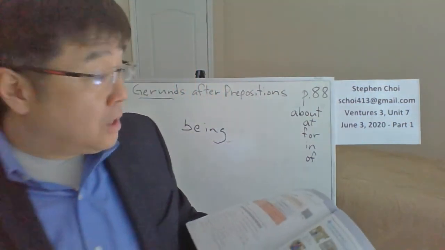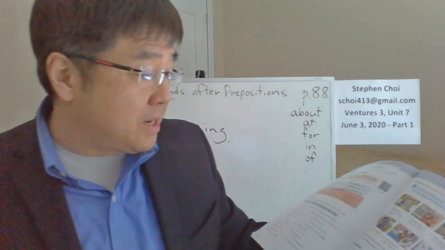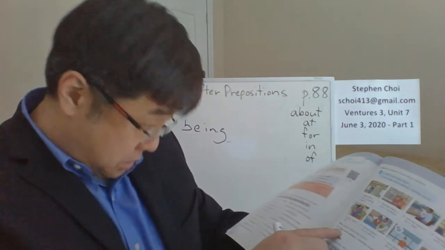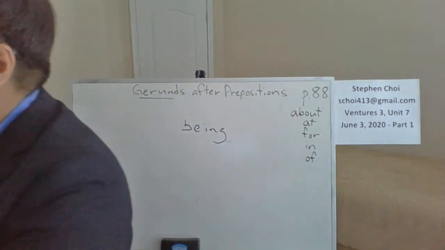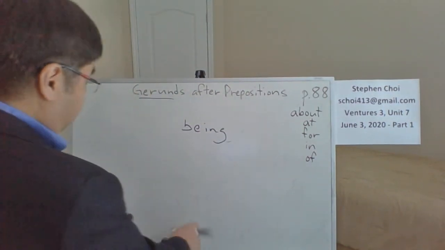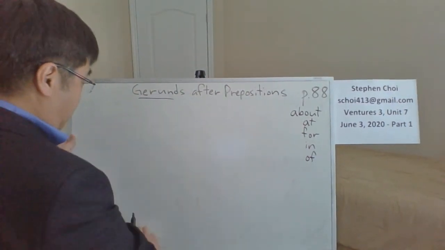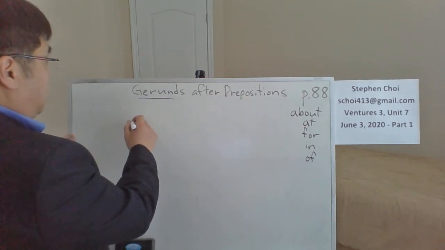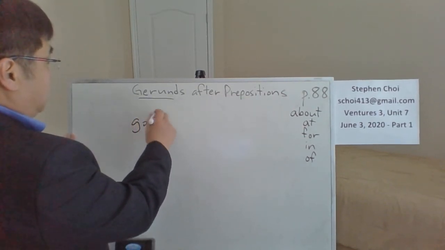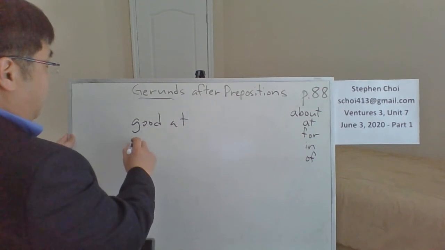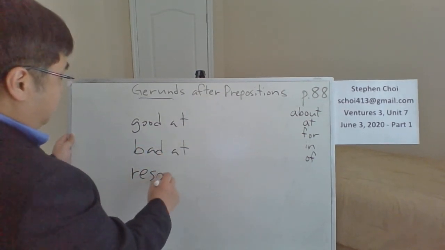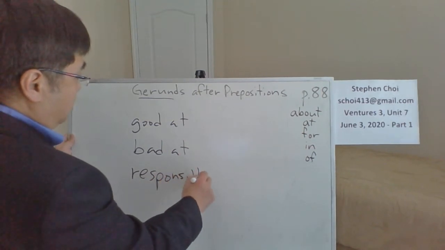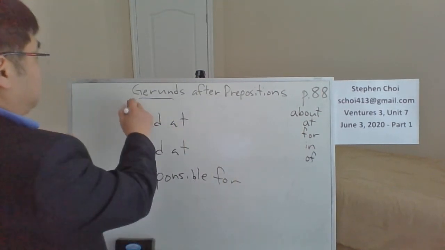For homework, it says right here, write a sentence about each picture. What I want you to do is write 3 sentences using good at, bad at, and responsible for. This is homework.